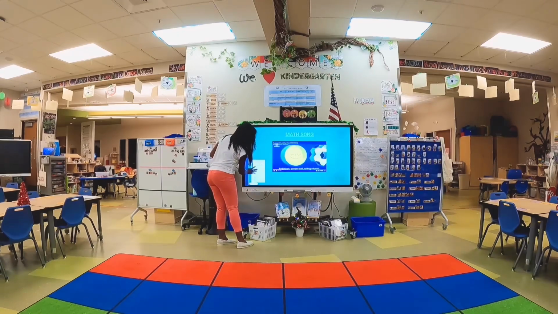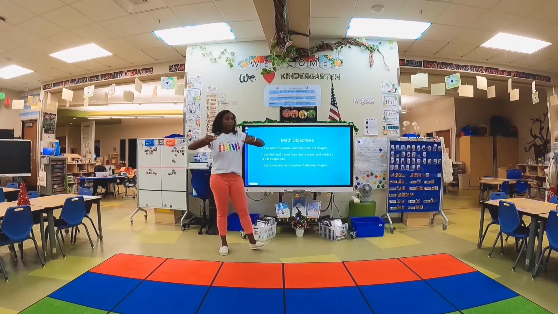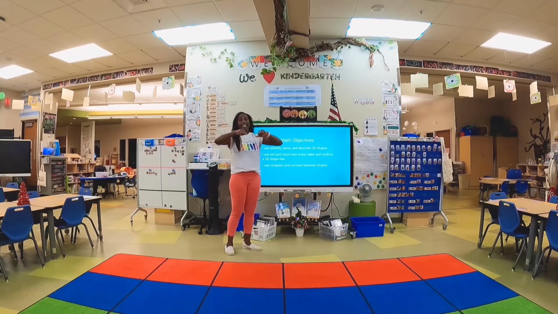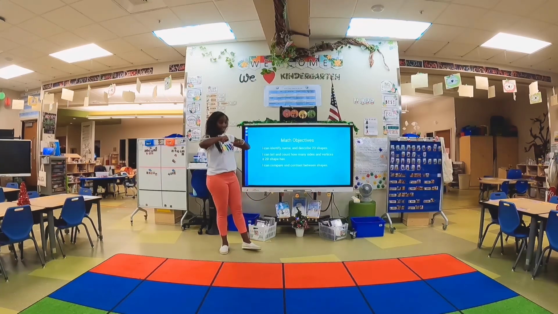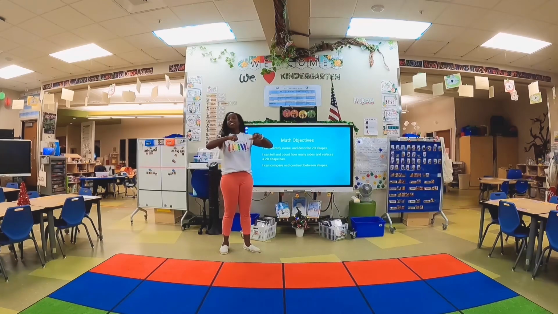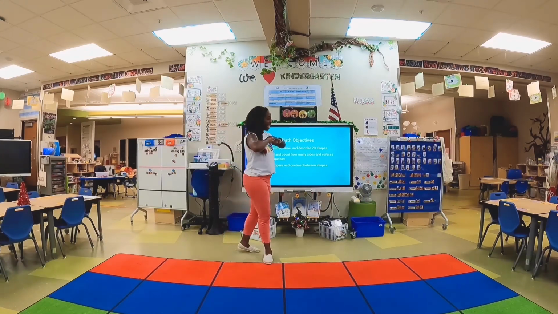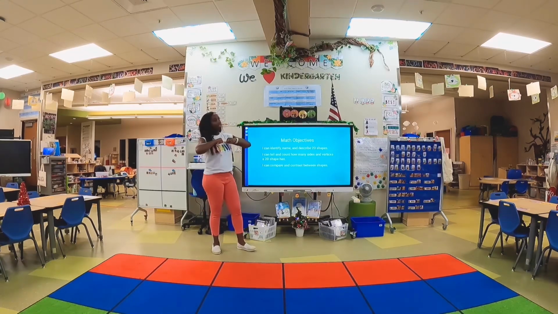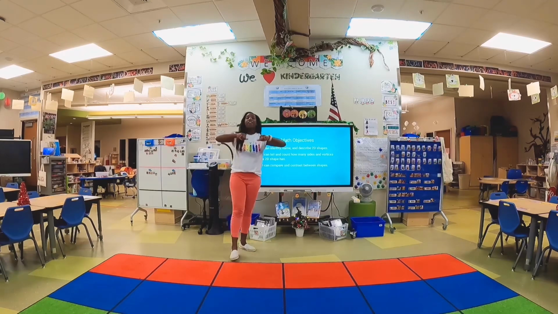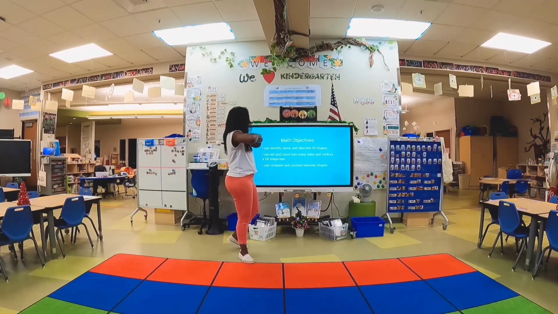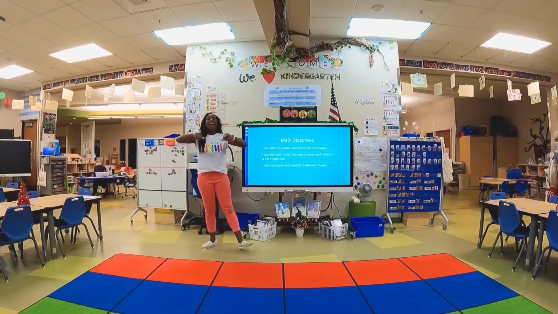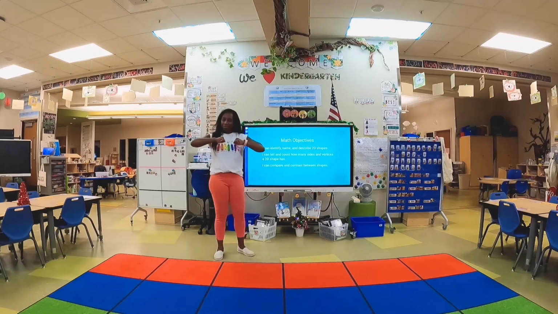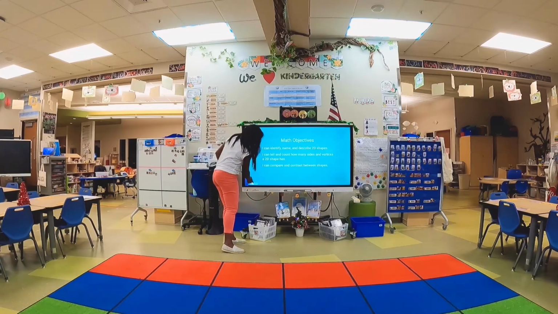Here we go. So let's get those thumbs up and ready, and we're going to do our I can statement. Repeat after Miss Suggs. I can identify, name, and describe 2D shapes. Good job. Ready? I can tell and count how many sides and vertices a 2D shape has. Last one, nice and loud and proud. I can compare and contrast between shapes. Good job, friends.